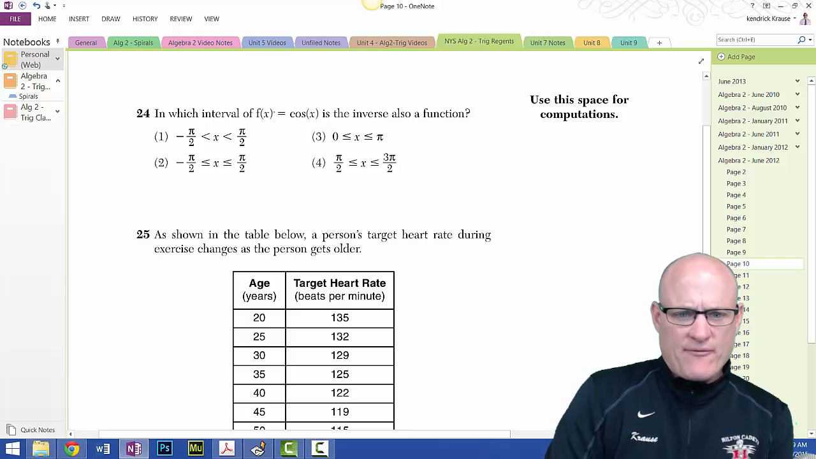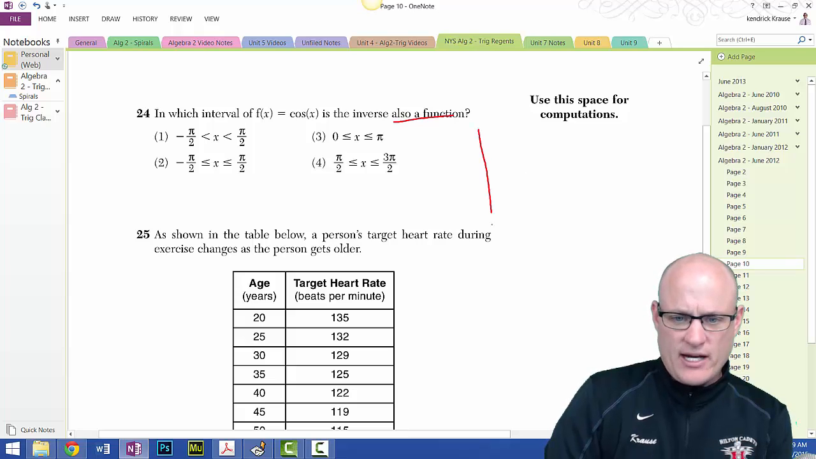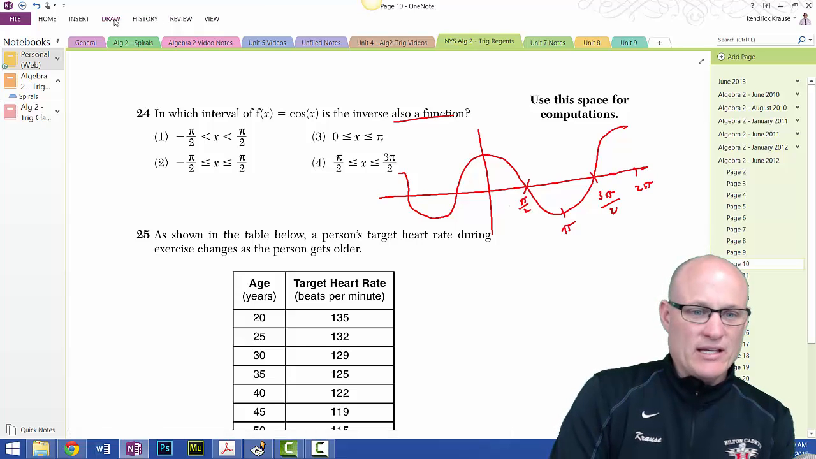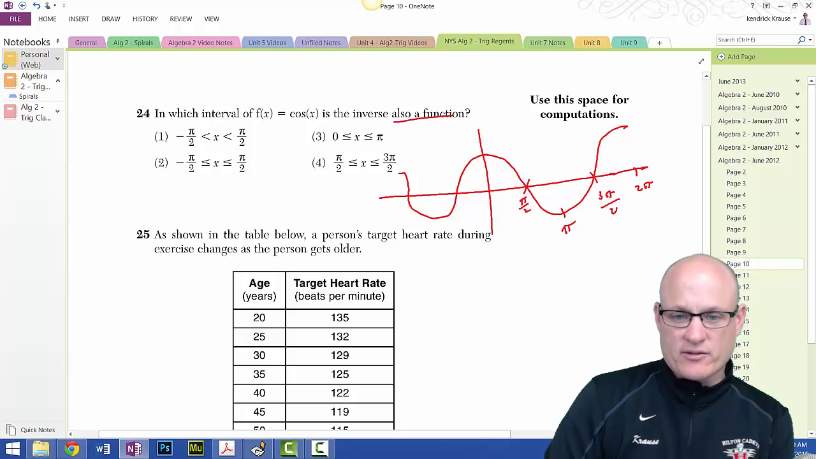In which interval is f of x equal to cosine x, is the inverse also a function? So if I draft this, and here's my normal cosine curve. There's my normal cosine curve, and I'll just keep going. So this would be 90, or pi over 2. This would be pi, 3 pi over 2, and 2 pi. So the problem with it is, in order for its inverse to be a function, it has to pass the vertical line test. Well, anywhere I draw a line in here, it will fail the vertical line test.